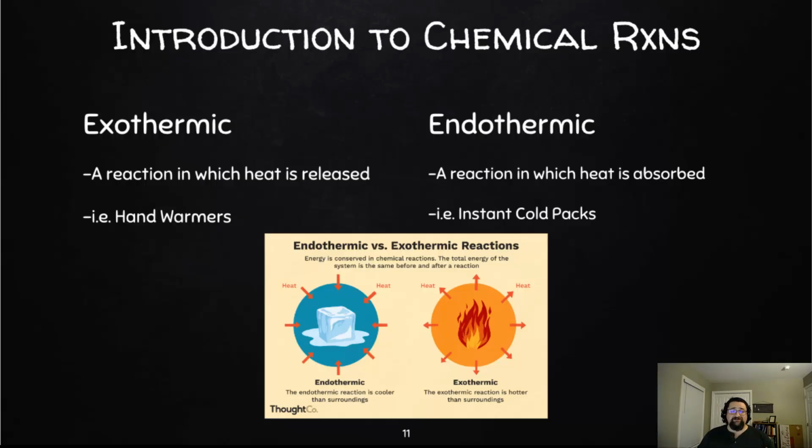Then endothermic is that energy is entering the system. It is absorbing energy, absorbing heat, and so therefore it feels cold. Instant cold packs. Snap those and it feels cold. There, it's absorbing heat, which is why it feels cold.